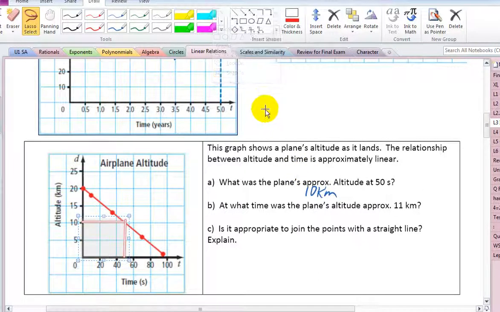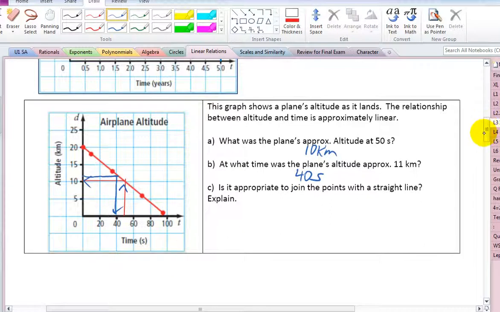Okay, so then next question. What was the plane's altitude across at 11 kilometers? So now I start on the other axes. I started whereabouts it is at 11 kilometers. I go over to my line and then down, and it's approximately 40 seconds. Now I could have put 41 or 42, and I take that as a correct answer.